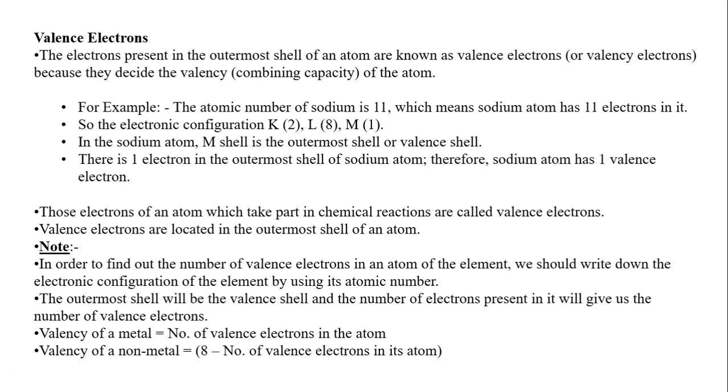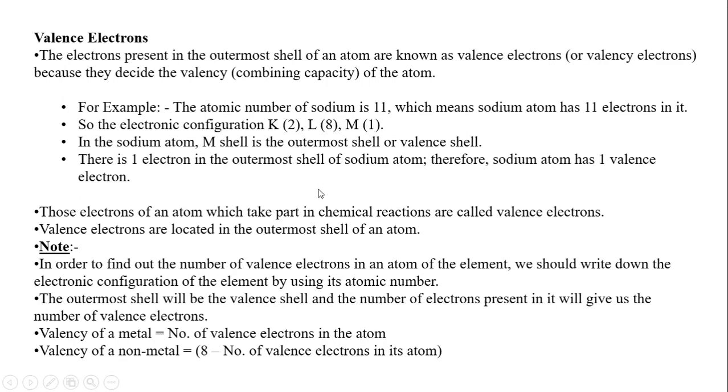Valence electrons. What is valency? Valency is the number of electrons present in the outermost shell. Those are called valence electrons, and that is also called valency. Valency decides the combining capacity of the atom. For example, take sodium, 11. How will you write the electronic configuration? It is 2, 8, 1. The outermost electron is 1, so this is the valency. For sodium the valency is 1.